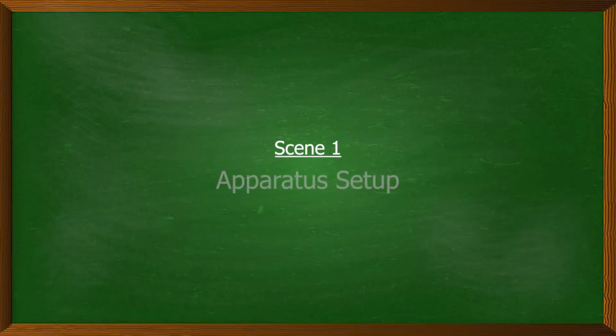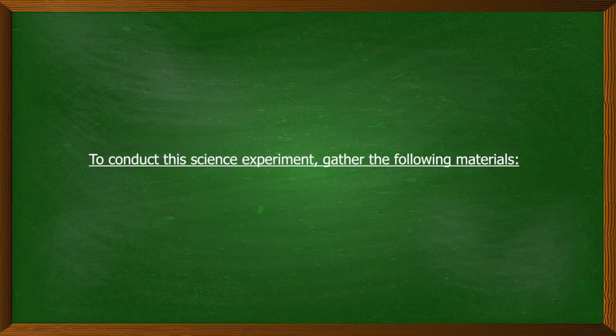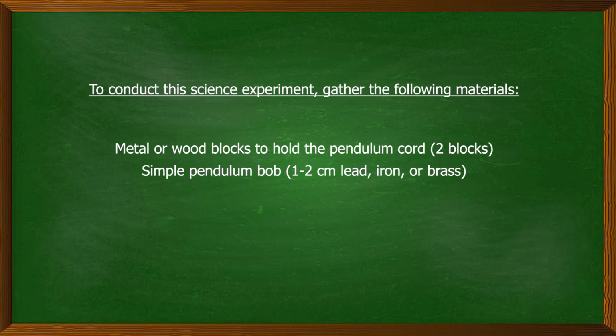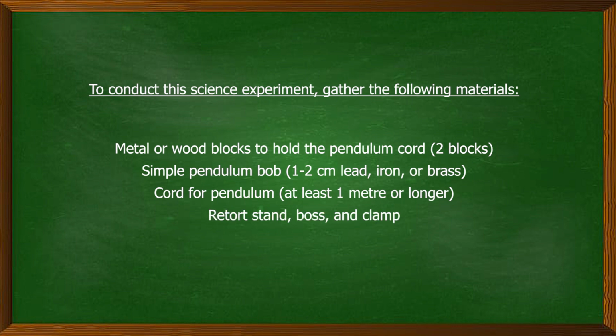Scene 1. Apparatus Setup. To conduct this science experiment, gather the following materials. Metal or wood blocks to hold the pendulum cord, 2 blocks. Simple pendulum bob, 1 to 2 centimeters, lead, iron, or brass. Cord for pendulum, at least 1 meter or longer. Retort stand, boss, and clamp. G-clamp.